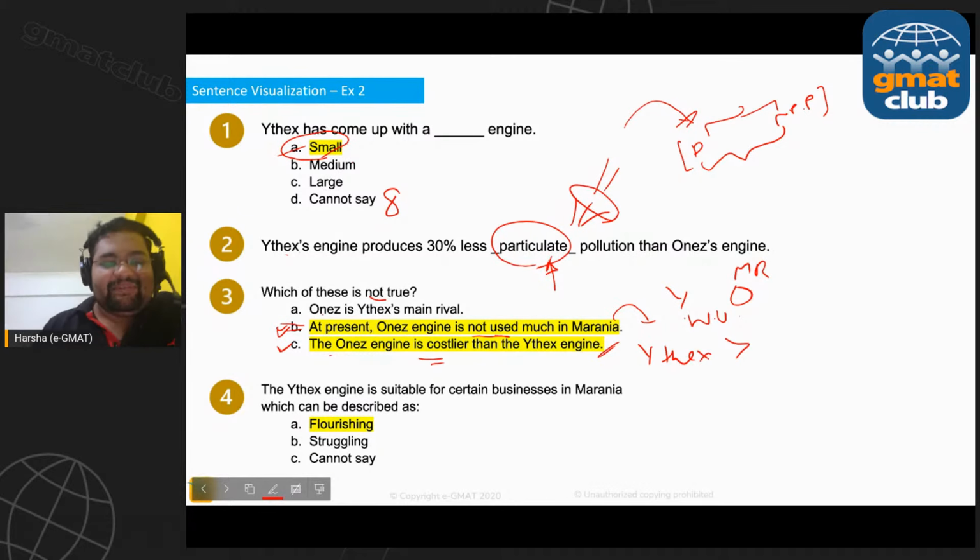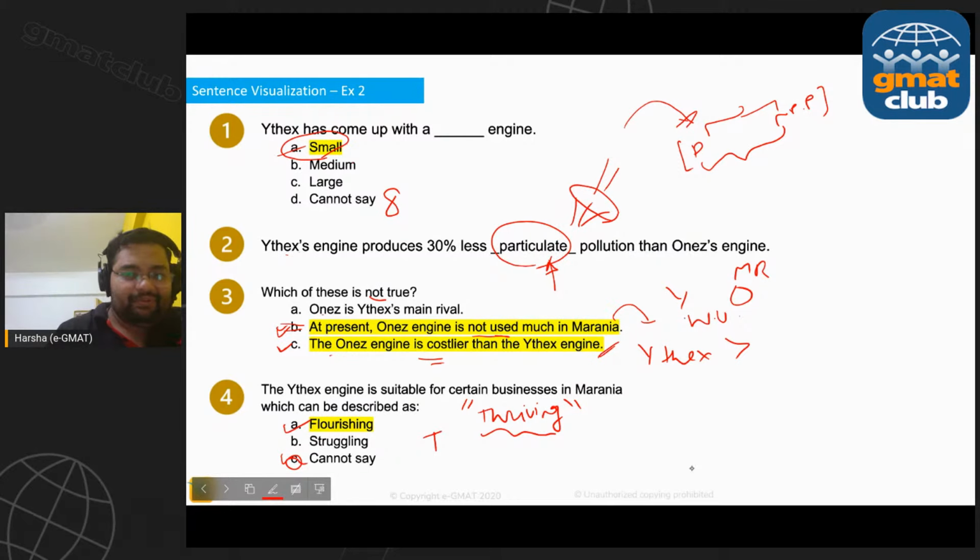Now let's go to the next one. The Vitex engine is suited for certain businesses. Here I think some of you were like, okay, what does thriving exactly mean? If you're not familiar with this word, then the best thing to do is learn from the instance. But I'm more interested to see why somebody said cannot say. When you say thriving, it's pretty much flourishing. What else can it be? Quite a few of you chose these other answer choices, which are actually not correct. If you truly understand what thriving means, you wouldn't go there, right?